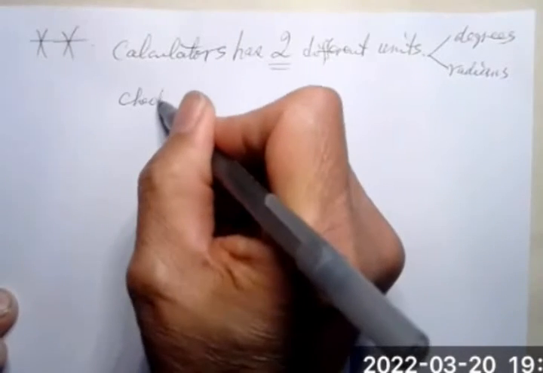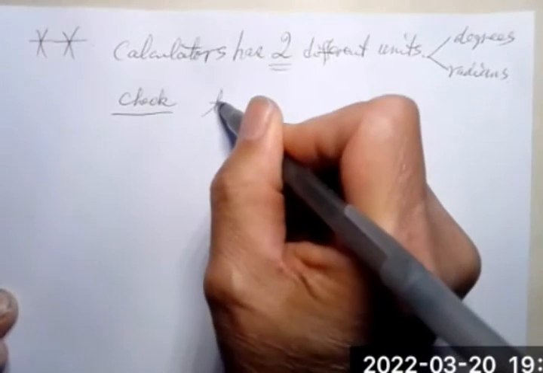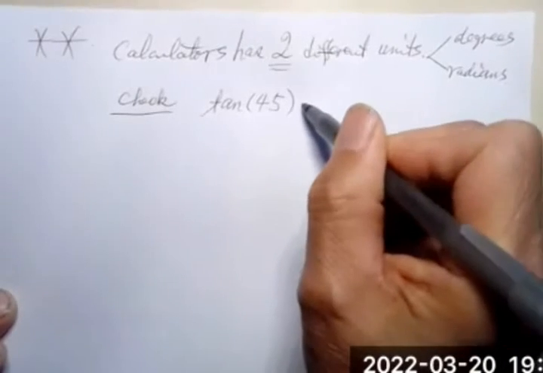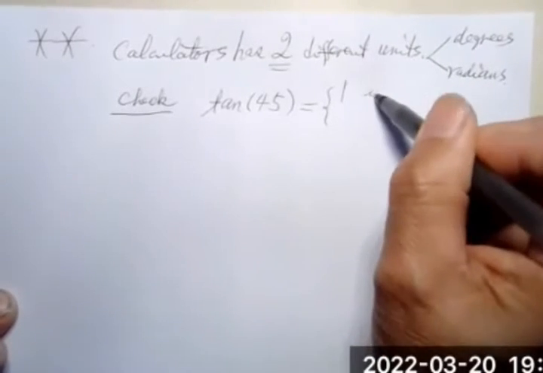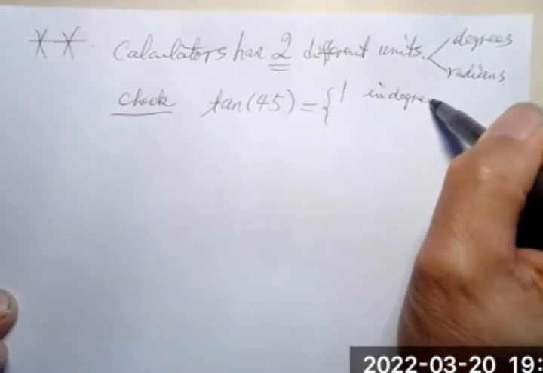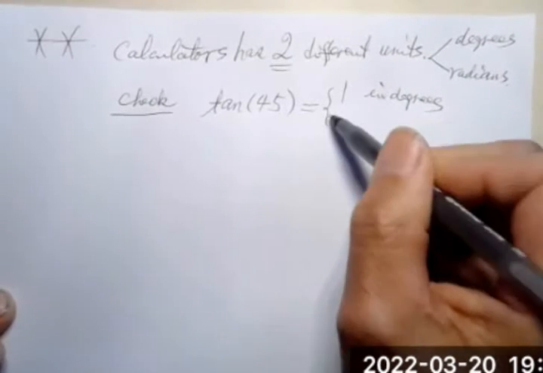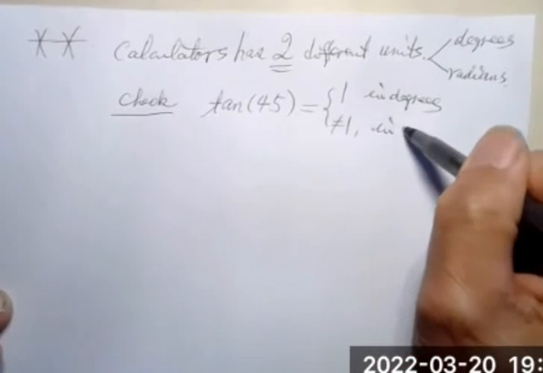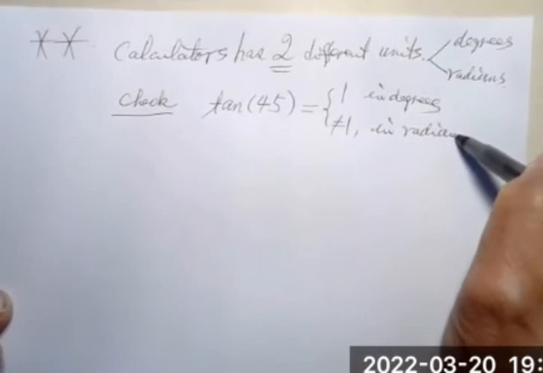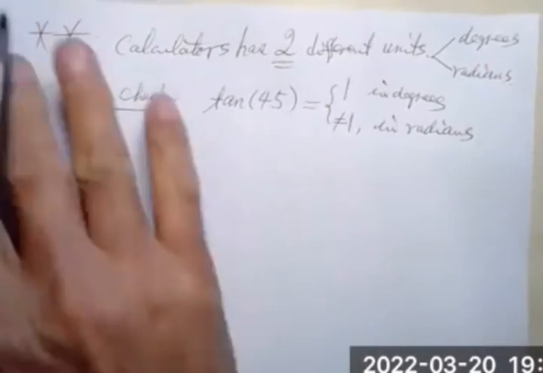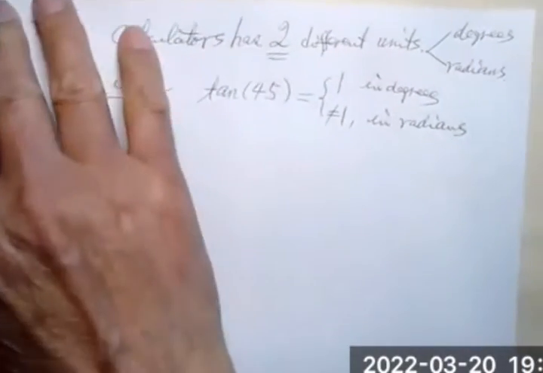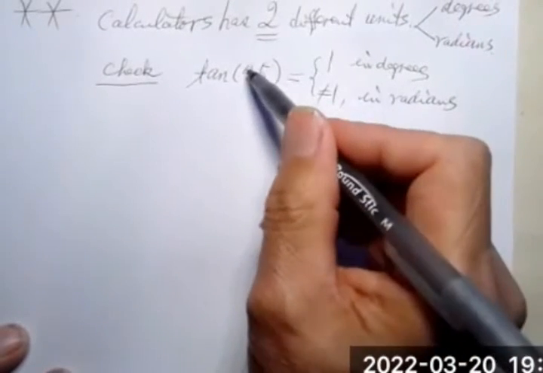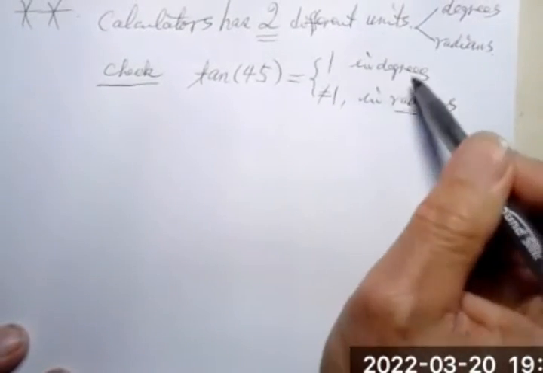How to check? You check tangent 45. If it's in degrees, that should equal 1. If it's not 1, it's 1 point something, then it's in radians. Very important, particularly when the calculation is complex. After you punch this, punch that, you cannot check whether it was originally calculated in degrees or radians. Watch out for this.